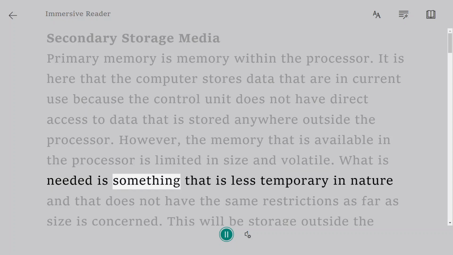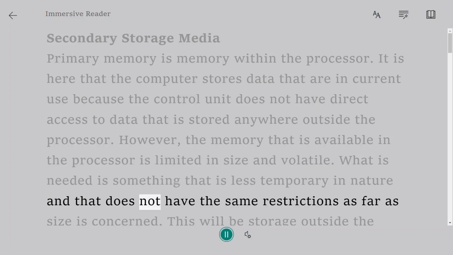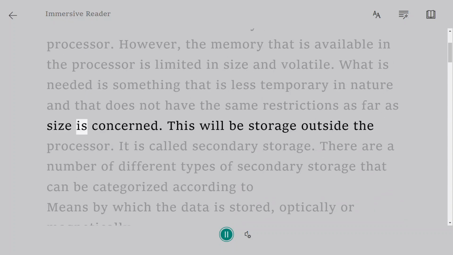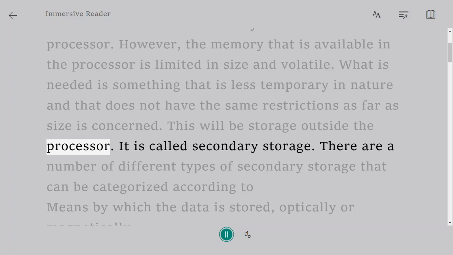What is needed is something that is less temporary in nature and that does not have the same restrictions as far as size is concerned. This will be storage outside the processor. It is called secondary storage.